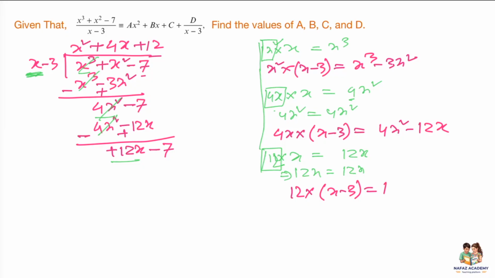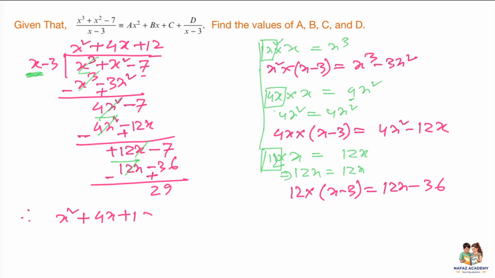So 12 times the total expression of the divisor. 12x minus 3 times 12, 36. Yes, 36. Write it over here. 12x minus 36. Since it is subtraction, minus 12x, now it is plus, minus 12x cancel out. So minus 7 plus 36, what is that? I'm using the calculator. Yes, 29, positive 29.